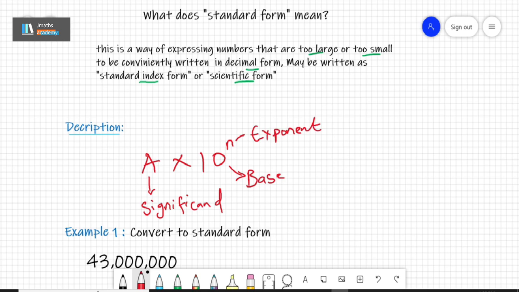As you can see here, n is an integer, 10 is just a whole number, and a is any non-zero real number, right? Meaning it should be a number greater than or equal to 1 and less than 10.